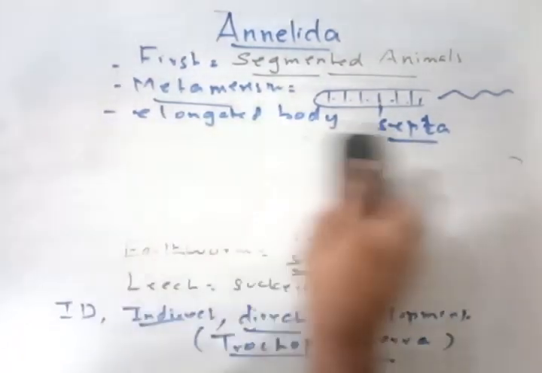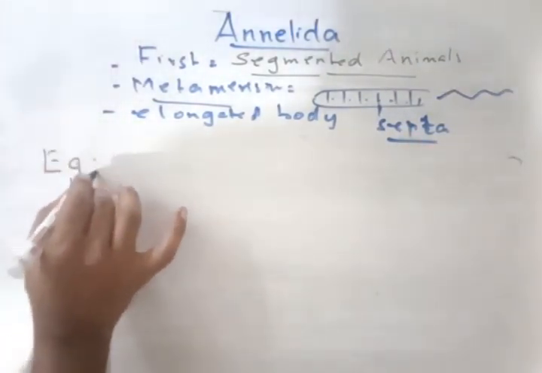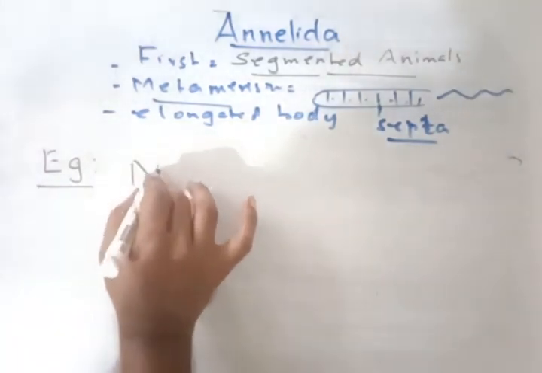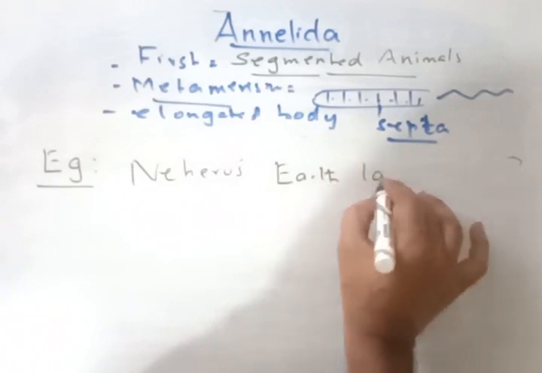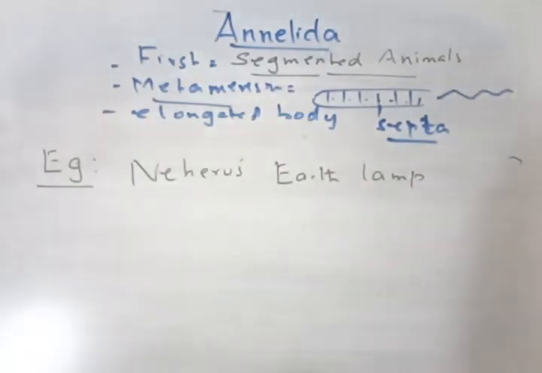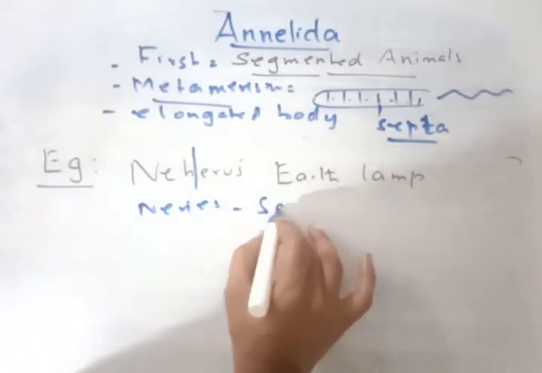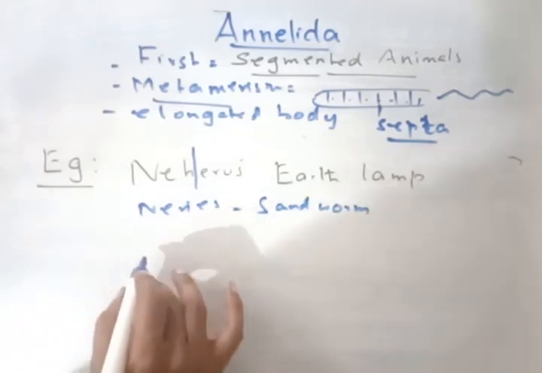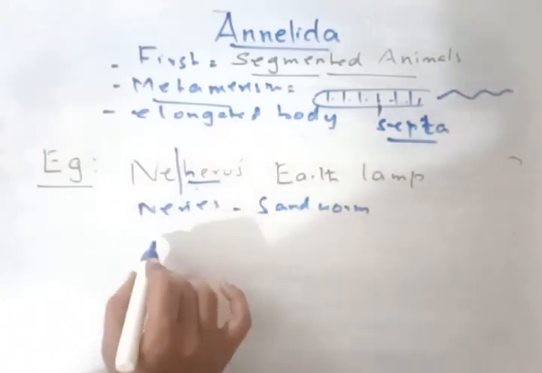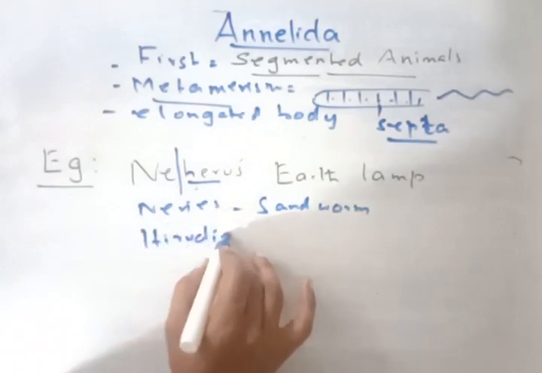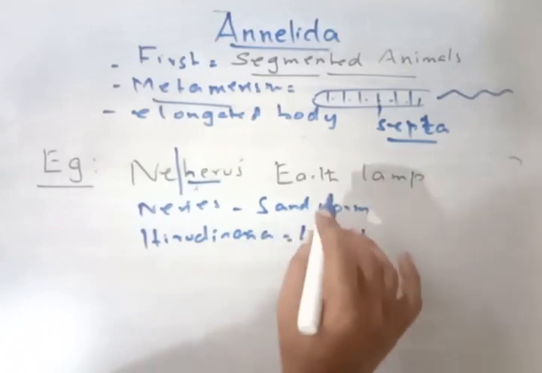Now we will complete this phylum with the examples. You will remember them very simply. I will give you a statement for you to remember. The example is: Nehru's earth lamp. Remember this, okay? Here I divide this phrase. Ne is for Nereis, a sand worm. Then here you can cut it and take Hirudinaria. Hirudinaria is the leech. The leech is called Hirudinaria.